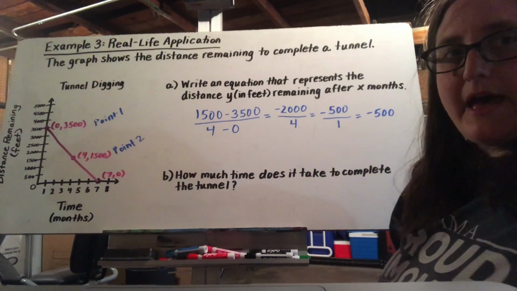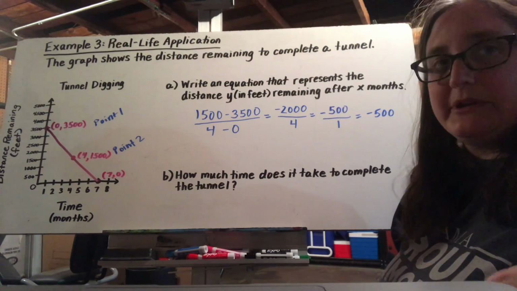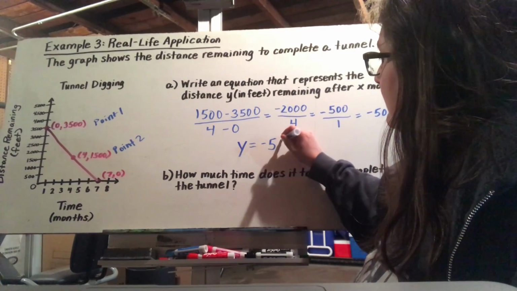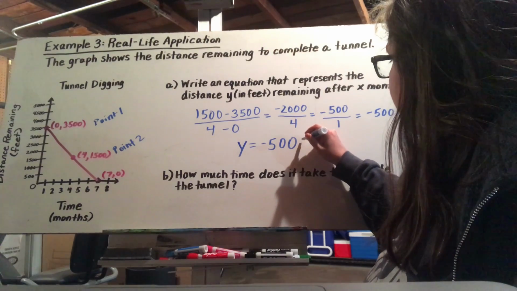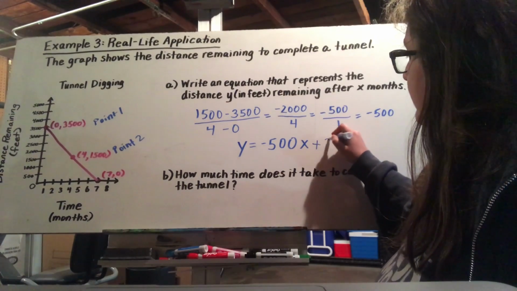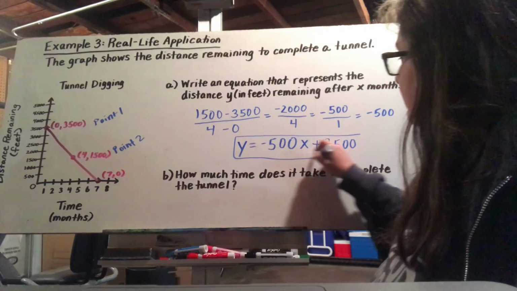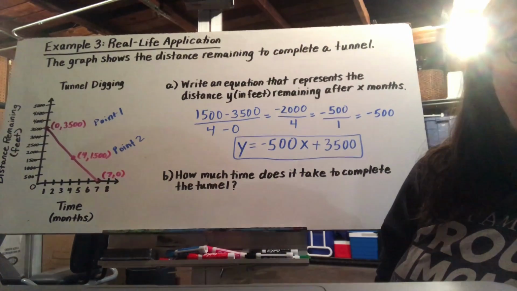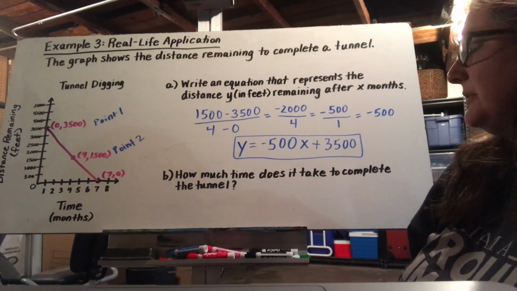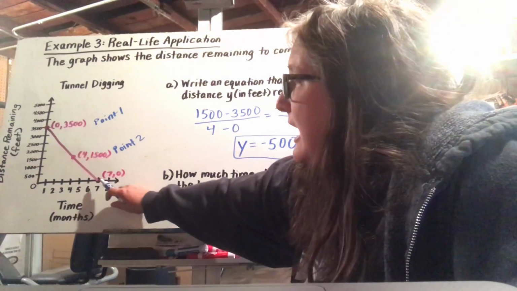So basically, every month, they're being able to dig 500 feet. So their total is going down 500 feet. So negative 500x. And it crossed the y-axis at 3,500. So here is my equation. All right, now they're asking us in the next question, how much time does it take to complete the tunnel? Well, if I look at my graph, it eventually stops right here.